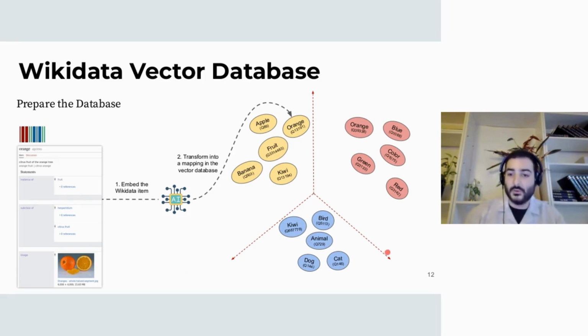After creating the vector database and mapping all the items on Wikidata to it, we can see that our data clusters based on their meaning. So we can see orange, the fruit, is clustered with other fruits. However, orange, the color, even though it has the same label, is rather clustered with other colors.